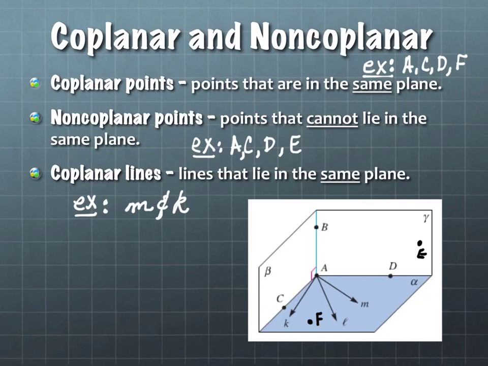If you were to want to add in lines to this, we could talk about the fact that those 2 lines, m and k, are non-coplanar with line AB, right? Because line AB would not be in the blue plane at the bottom. It would be on the back corner of this particular diagram.